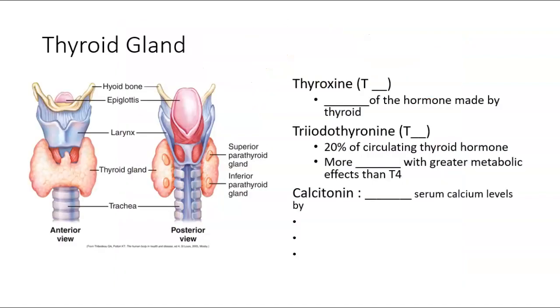So let's move on down to the thyroid glands. The thyroid is basically located in the anterior neck. And the major function of the thyroid gland is going to be based on 3 different hormones. So they are thyroxine, which is T4, and 90% of the hormone made by the thyroid is thyroxine, or T4. Triiodothyronine, or T3, is only about 20% of the circulating hormone, but it's more potent and has a greater metabolic effect than T4.